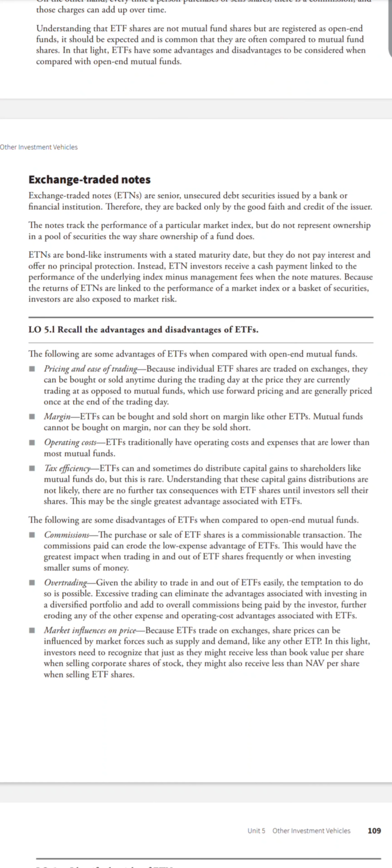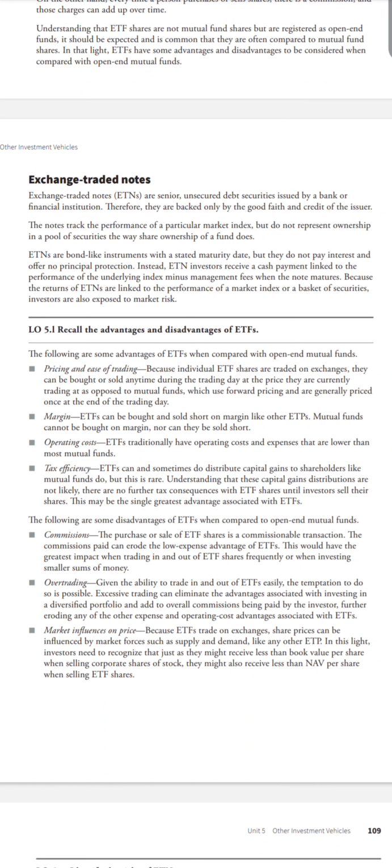Margin. ETFs can be bought and sold short on margin like other ETPs. Mutual funds cannot be bought on margin, nor can they be sold short. Operating costs. ETFs traditionally have operating costs and expenses that are lower than most mutual funds. Tax efficiencies. ETFs sometimes do distribute capital gains to shareholders like mutual funds do, but this is rare. Understanding that these capital gains distributions are not likely, there are no further tax consequences with ETF shares until investors sell their shares. This may be the single greatest advantage associated with ETFs.